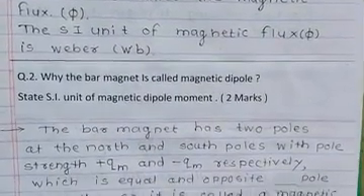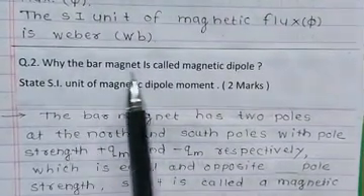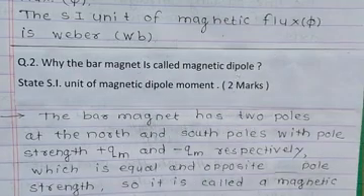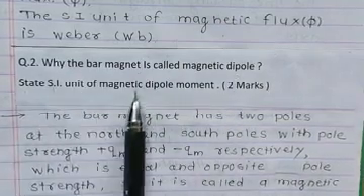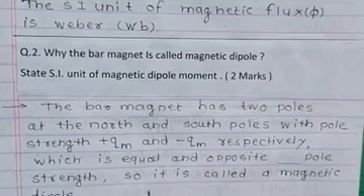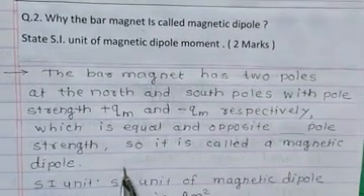Question 2. Why is the bar magnet called a magnetic dipole? State the SI unit of magnetic dipole moment. This question is also for 2 marks.